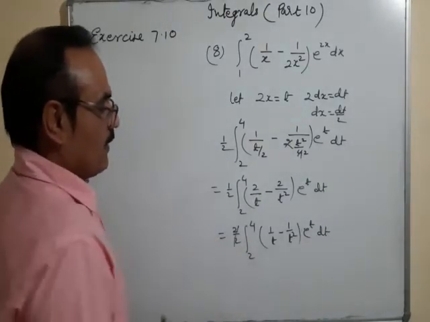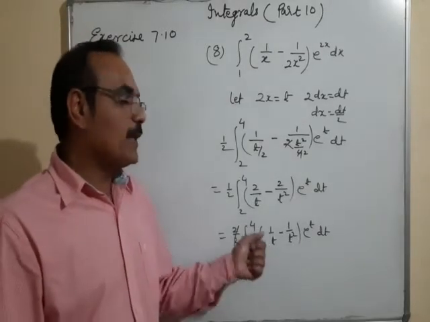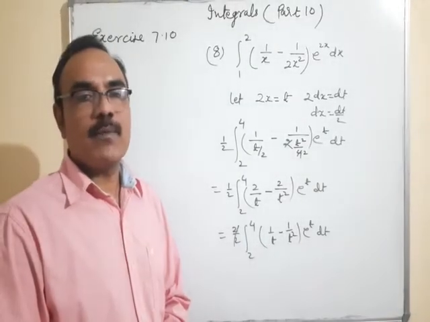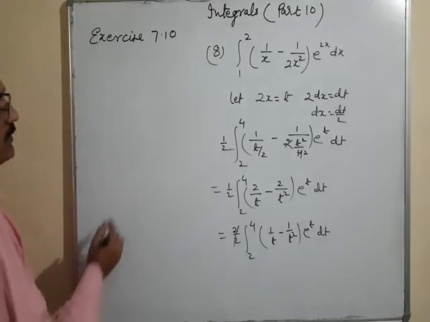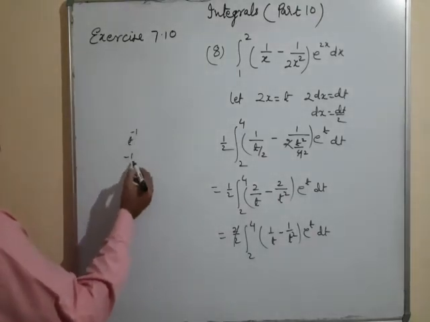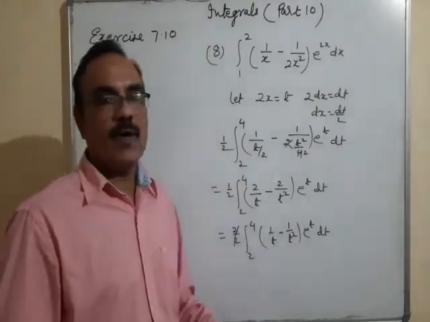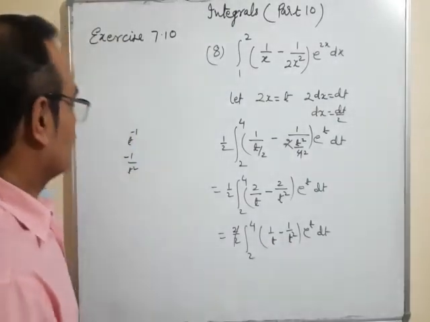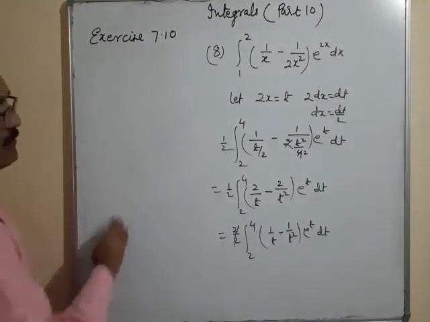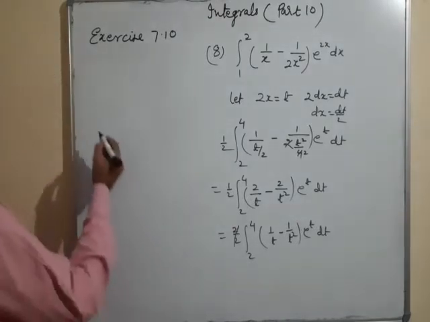Now let us see 1 upon t. The differentiation of 1 upon t is minus 1 upon t square. So the differentiation of 1 upon t is 1 upon t square with a minus sign. So what does it mean? We can use the direct formula here. What is that formula?